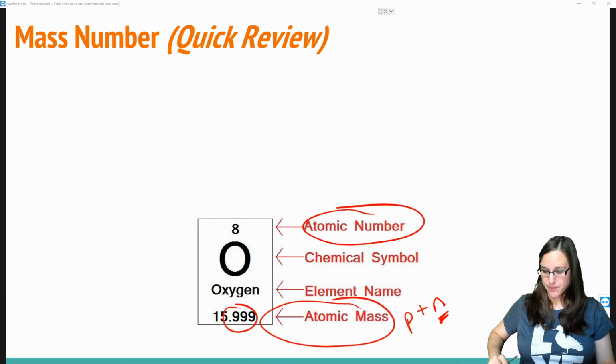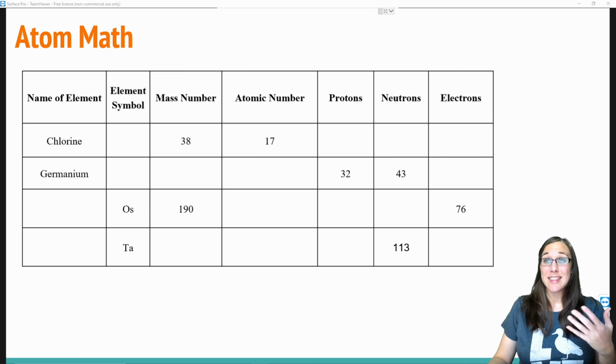So if we were given a table like this, we should be able to fill it in using the information that we have learned.